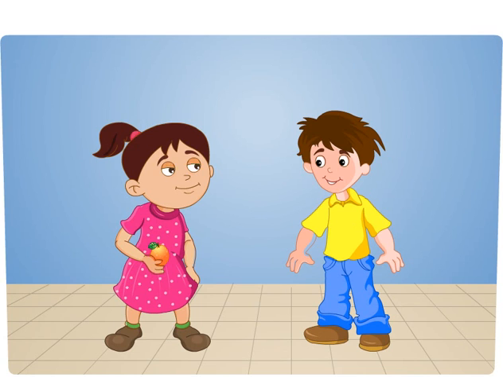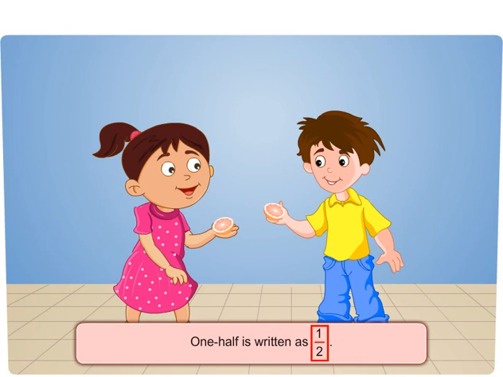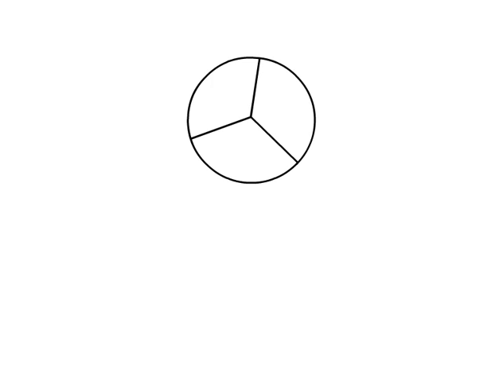Sheena buys an orange. She divides it into 2 equal parts so that she can give equal share to her brothers. Each part is called 1/2. 1/2 is read as one by two or half. So, how many 1/2s are there in a whole? The answer is 2.